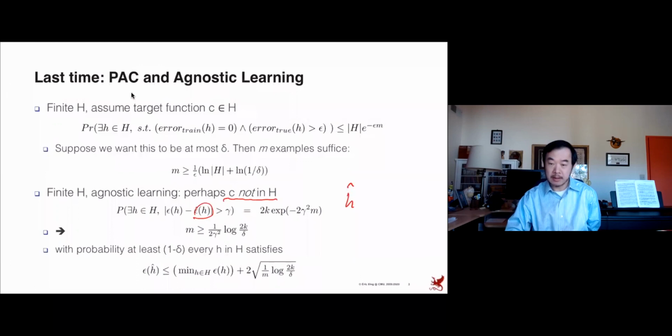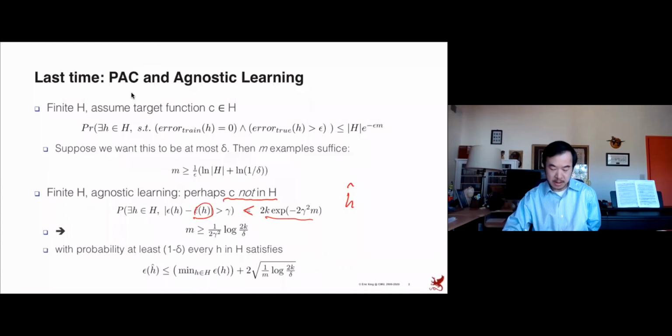Then we used the union bound and the Hoeffding inequality and proved this property, which basically says that the probability of there existing a hypothesis which has a true error that is bigger than the training error by gamma is going to be upper bounded. It should be a smaller sign here by this number. Okay, so this number again is very intuitive.